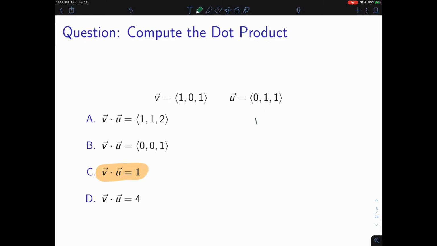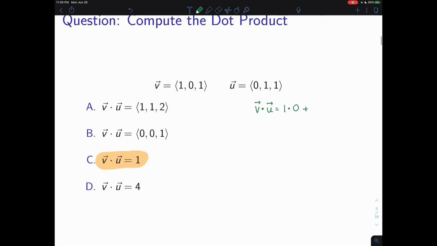So how do we figure that out? V dot U is, well, I multiply the first two entries, which are 1 and 0. And then I add that to the second two entries that are 0 and 1. And then we add that to the third entries, which are 1 and 1. So I get 0 plus 1. That comes out to be 1.